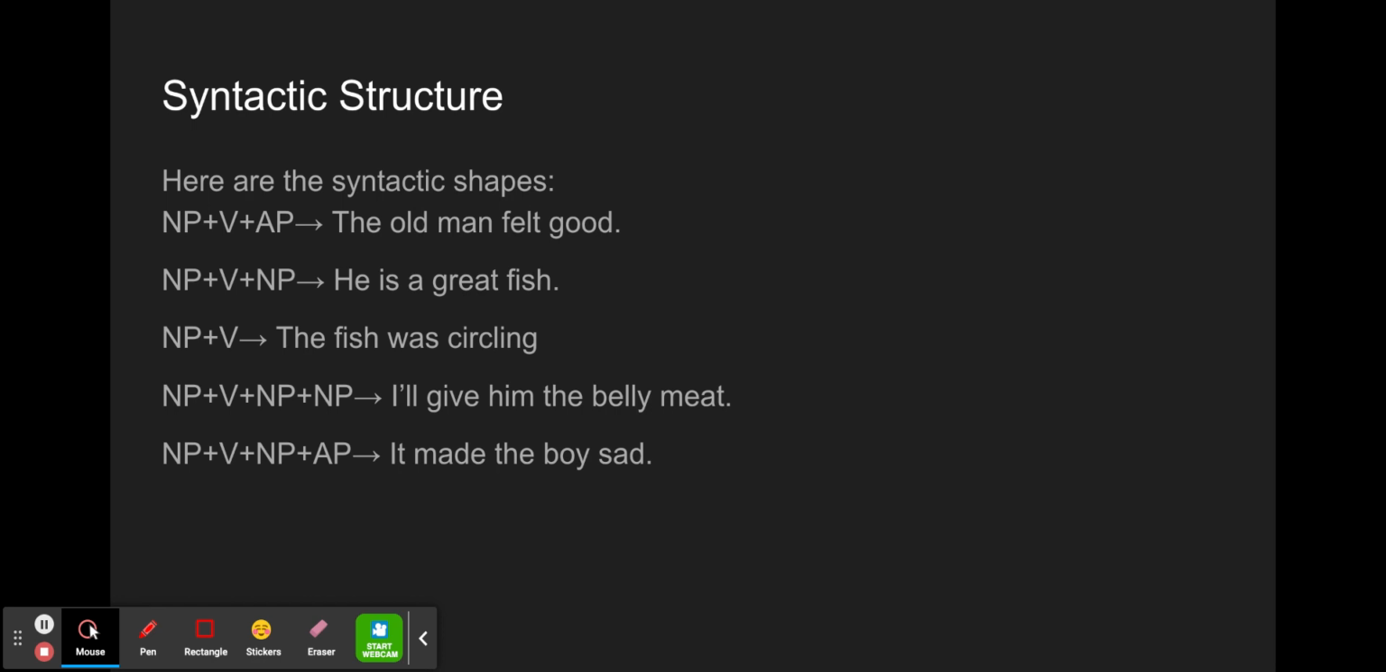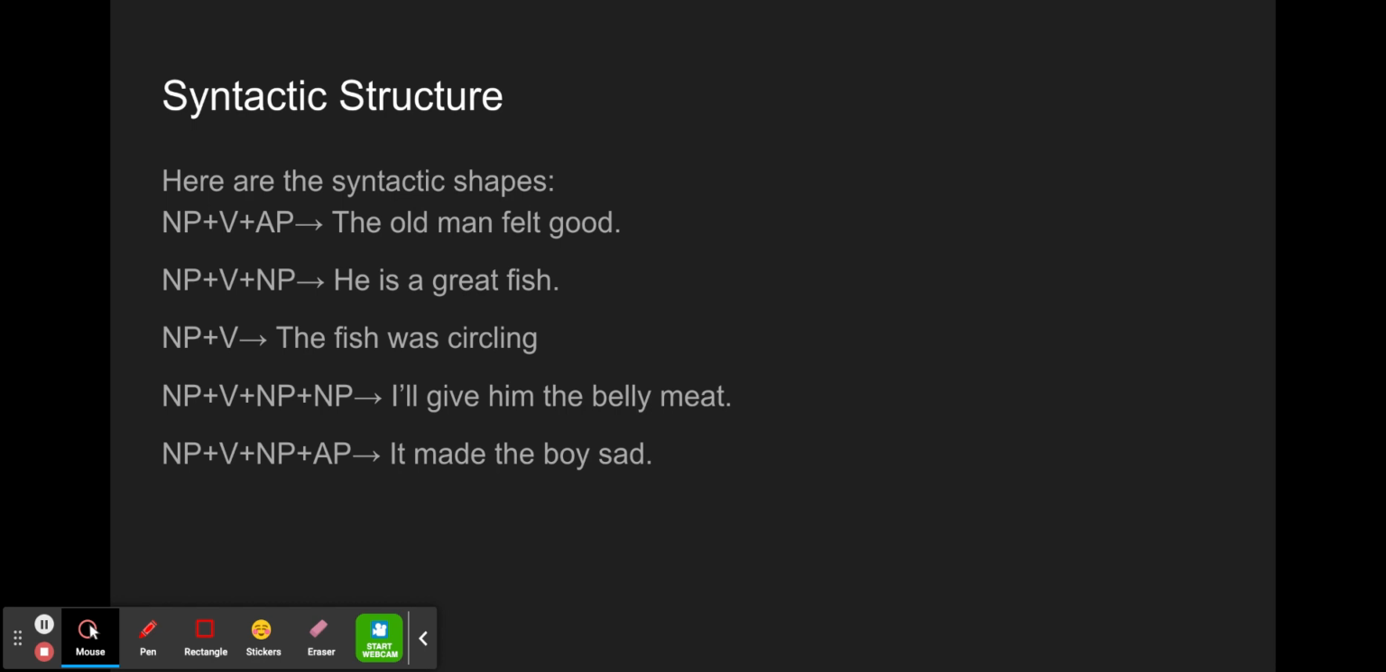So if we're only looking at syntax, then by basic prototypical patterns, we mean those made up of the obligatory syntactic components, the verb phrase, the noun phrase, and the adjective phrase. So looking at syntactic shapes, here we have some examples. The first one is the noun phrase plus the verb plus the adjective phrase. The old man felt good.